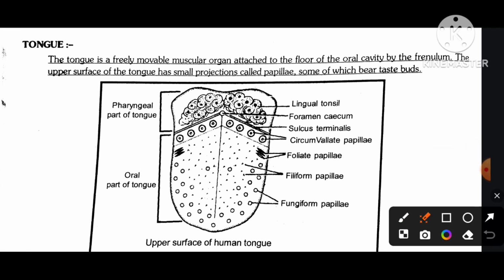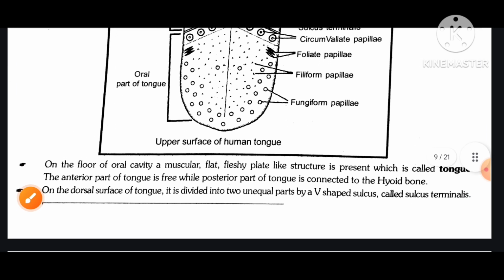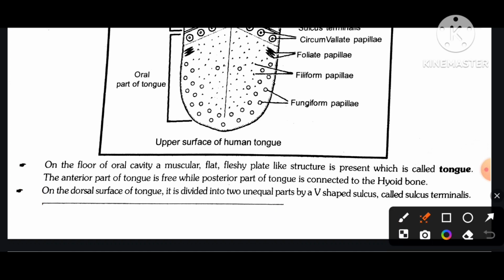Tongue. The tongue is a freely movable muscular organ attached to the floor of the oral cavity by the frenulum. The upper surface of the tongue has small projections called papillae, some of which bear taste buds. On the floor of the oral cavity, a muscular, flat, fleshy plate-like structure is present, which is called the tongue. The anterior part of the tongue is free, while the posterior part is connected to the hyoid bone.